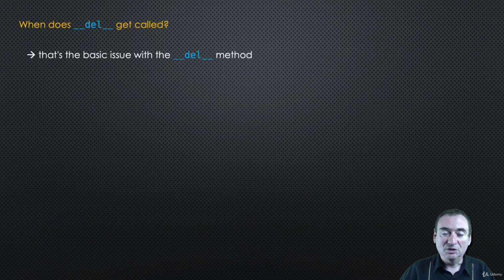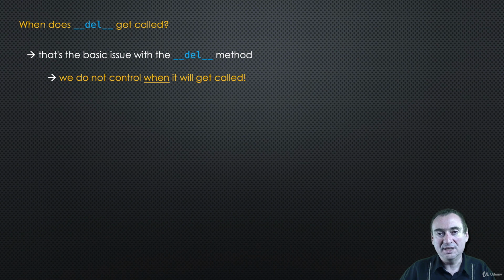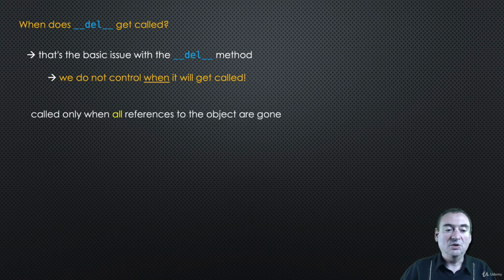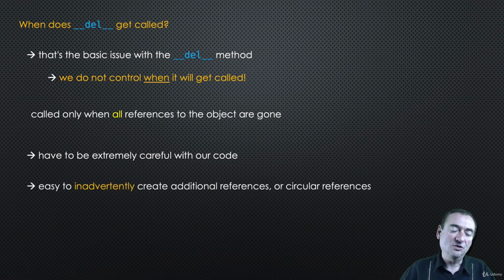So when does it get called? Well, that's the basic issue, right, with the delete method. We don't know when it's going to get called because we don't control when it's going to get called. So it's only called when all the references for the object are gone. So we have to be extremely careful with our code because it's easy to inadvertently create additional references or even circular references to instances of our objects, and we may not even be aware of that.